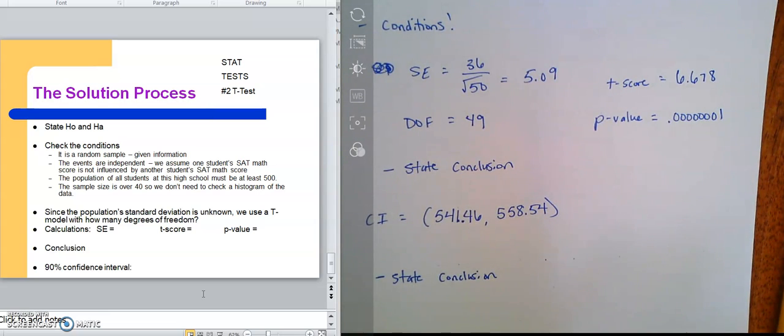So this is sample means, just kind of the introduction. Notice that it is very, very similar to sample proportions with just a few differences.